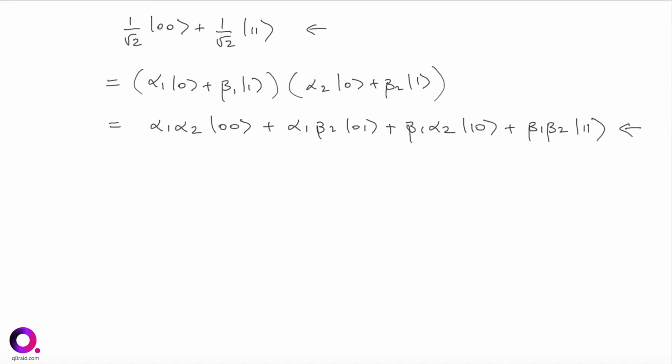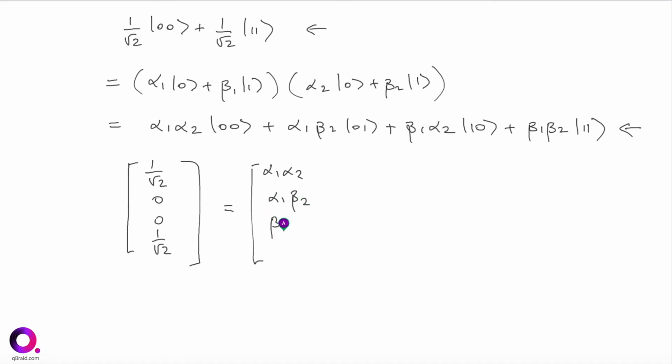Now, to convince yourself that this must be the case in order for equality to hold, if this is not immediately clear to you, think of the two states as four-dimensional vectors, because this is what two qubit states are. In particular, the first line, the EPR pair, is the following four-dimensional vector: 1 over square root of 2, 0, 0, 1 over square root of 2. And now the two qubit state in the last line is equal to the following four-dimensional vector: alpha 1 alpha 2, alpha 1 beta 2, beta 1 alpha 2, beta 1 beta 2.